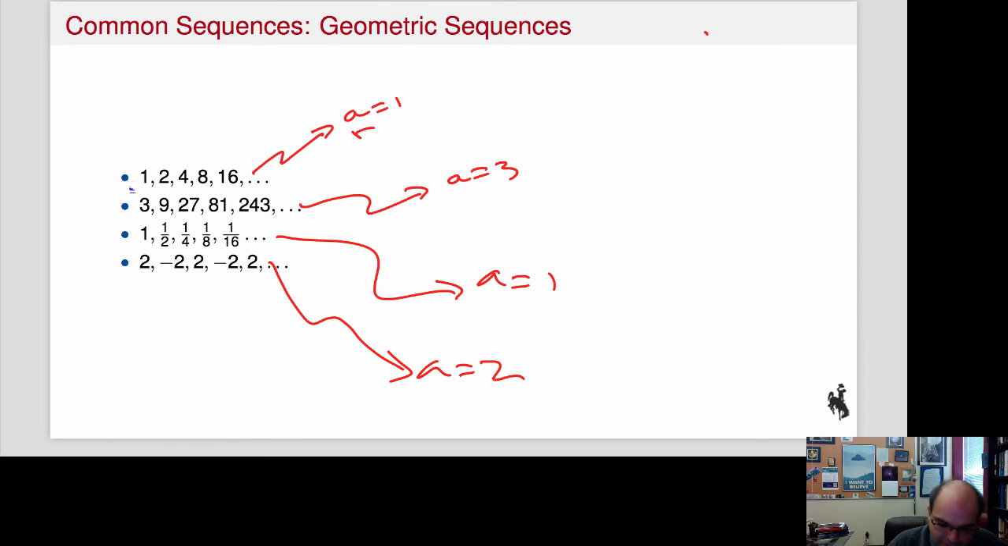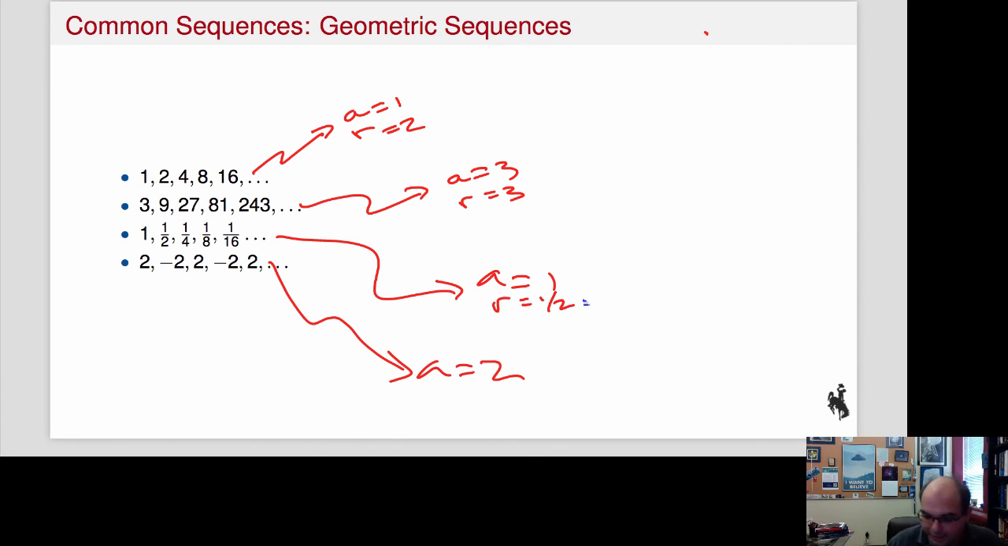And then what's r? Well, 2 divided by 1 is 2. 4 divided by 2 is 2. 8 divided by 4 is, yeah, r is equal to 2, okay? 9 divided by 3, that's 3. 27 divided by 9, looks like r is actually equal to 3 as well, right? 27 times 3 is 81. Yes, we're good. Okay, 1/2 divided by 1, that's a half. 1/4 divided by 1/2, yep, that is a half. 1/8 divided by 1/4, yep, that's a half. So actually r is equal to a half in this case, okay?